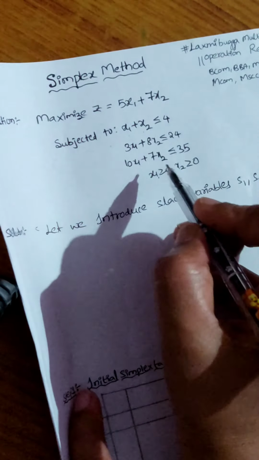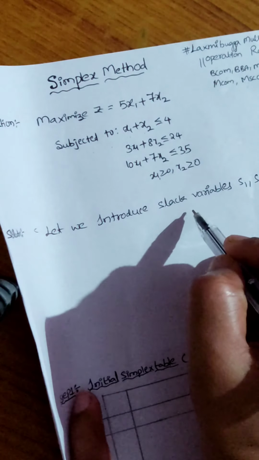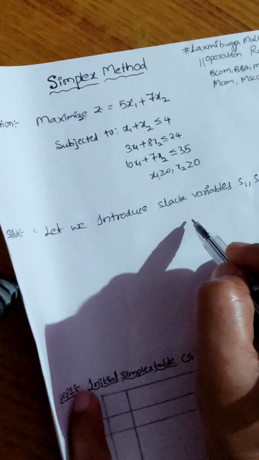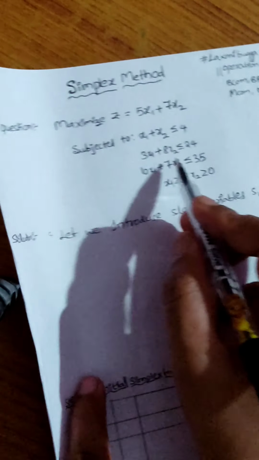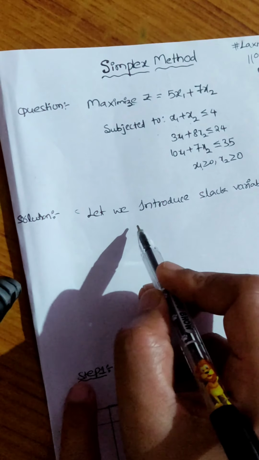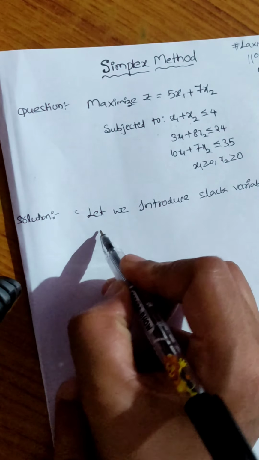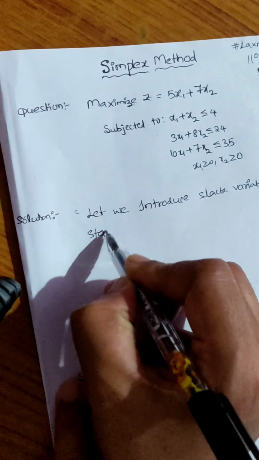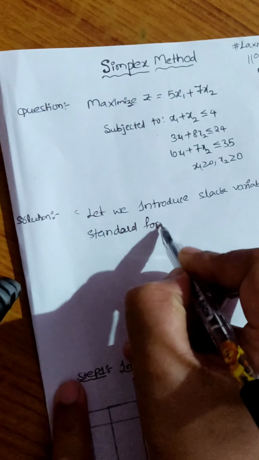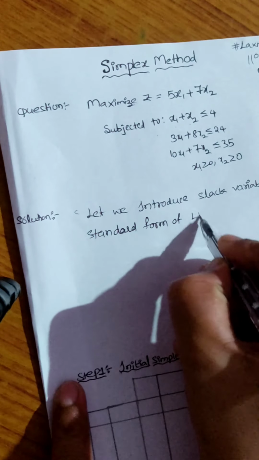Suppose any of the constraints is greater than or equal to type, then we have to introduce surplus variables, that we will discuss in the next problem. Okay, so for this question these constraints will be rewritten, and that is called the standard form of the LPP.